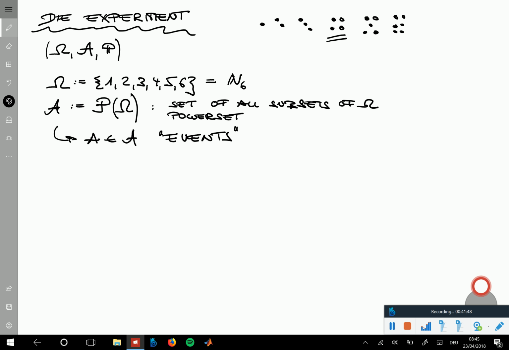But you might also be interested in another event. For example, the event that the number that comes up when you throw the die, or the number of pips, is smaller than 4. And then you can think about what that means in terms of a subset of omega. Well, 1, 2, 3 is a subset of the outcome set, and it is the event that the number is smaller than 4. You can also ask what is the probability that the number of pips that comes up is even. And then you can say, okay, that's the subset 2, 4, 6.